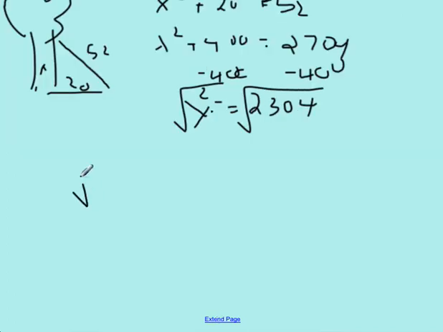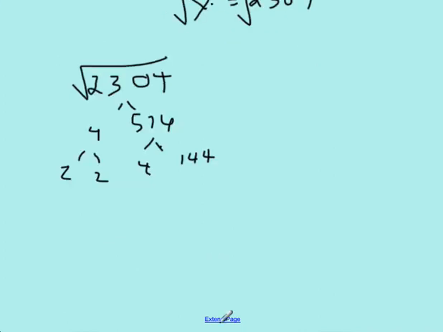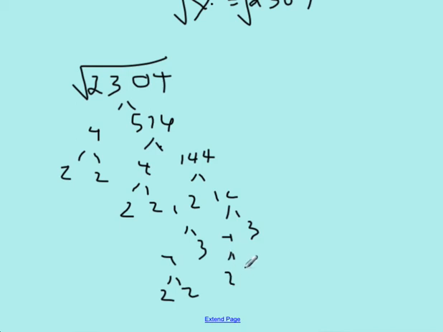Let's go ahead and simplify that radical, 2,304. Well, I see that it's going to be divisible by 4. So I do 4 and 576. Well, 4 can break down to 2 and 2. 576 I can divide by 4 again, and that can be broken down to 4 and 144. Well, 4 I can break down to 2 and 2. 144 I can break down to 12 and 12. 12 breaks down to 4 and 3. 4 breaks down to 2 and 2. 12 breaks down to 4 and 3. 4 breaks down to 2 and 2.